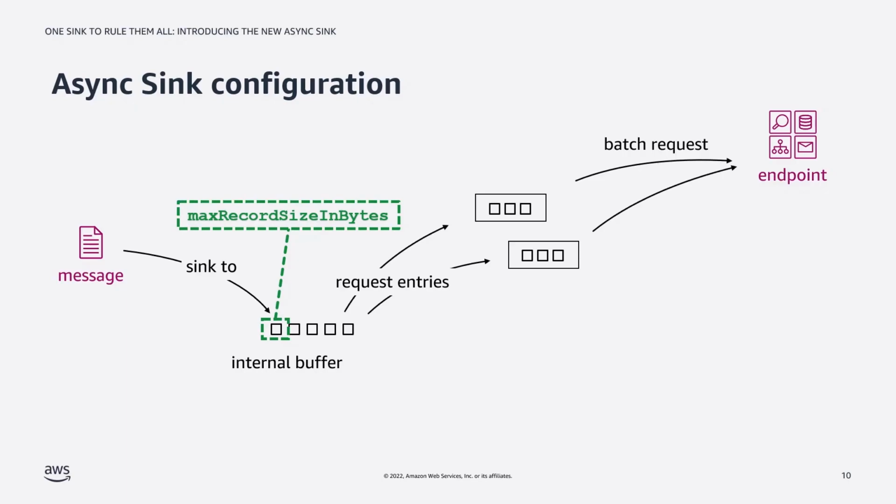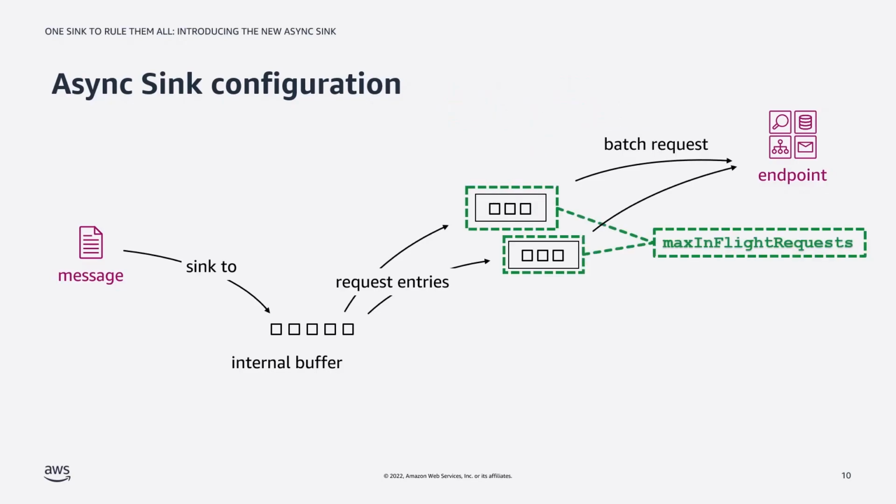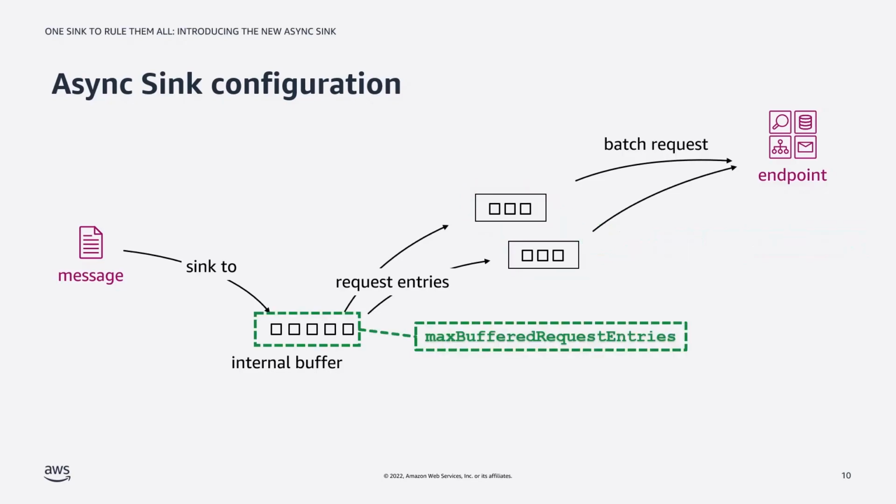and fail the job. Then we have two configurations which are used to configure the size of the batches, maximum batch size and maximum batch size in bytes. So these are going to be much like the last configuration option. These will be dependent on the end destination and what batches it can handle. We have max in-flight requests, which is essentially how many requests in parallel can be made to the destination. We have max buffered request entries. So this is used to configure the size of the internal buffer, and it's also used to control back pressure.